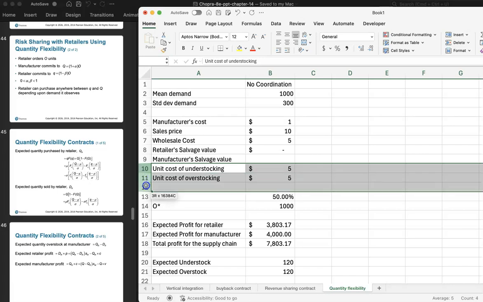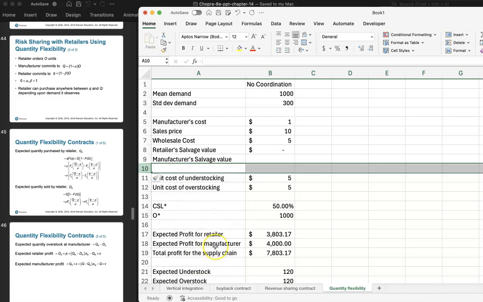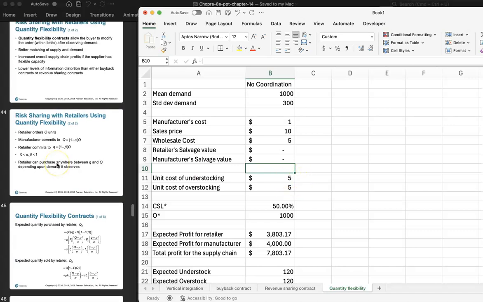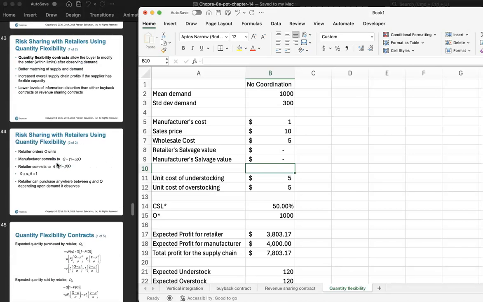I'm going to insert a row here. So this is also $0. Right now we know that this is also $0, so these numbers don't change. Manufacturer's cost is $1. Wholesale cost is $5. Sales price is $10. Now with this we can calculate the unit cost of overstocking and the unit cost of understocking and all of that. So let's get to that.